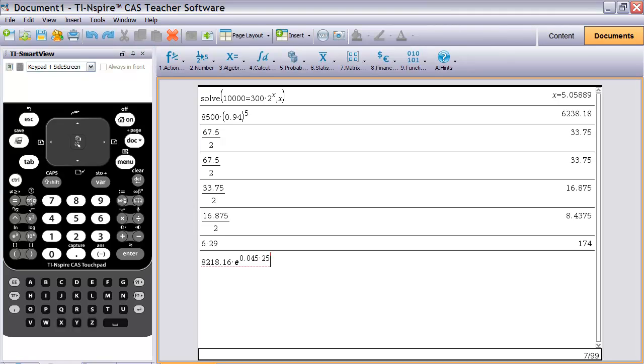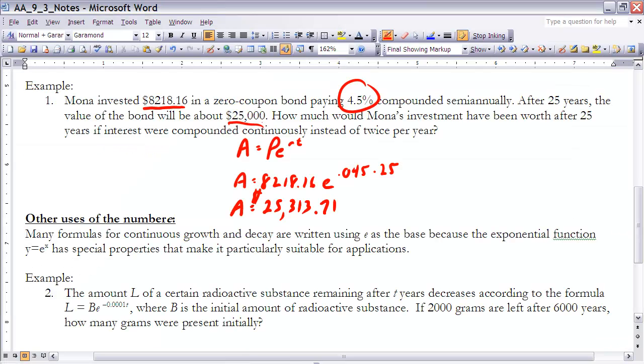If I enter this, I get $25,313.71. That would be the value of the bond, just a little bit more, about $313, $314 more if it was compounded continuously instead of semi-annually. So there's where I have that value in there, $25,313.71.